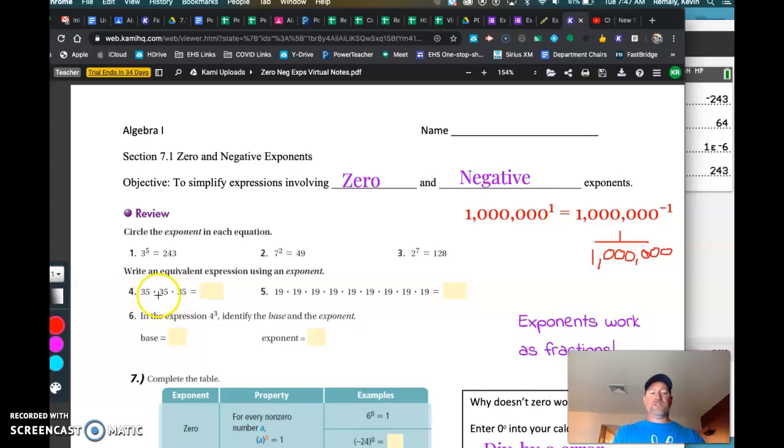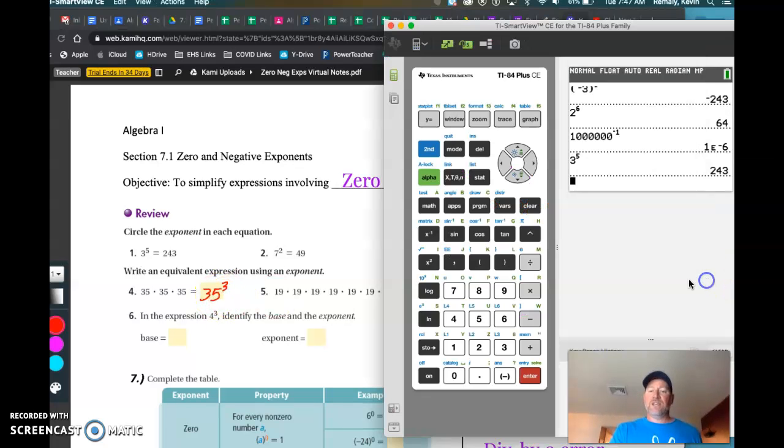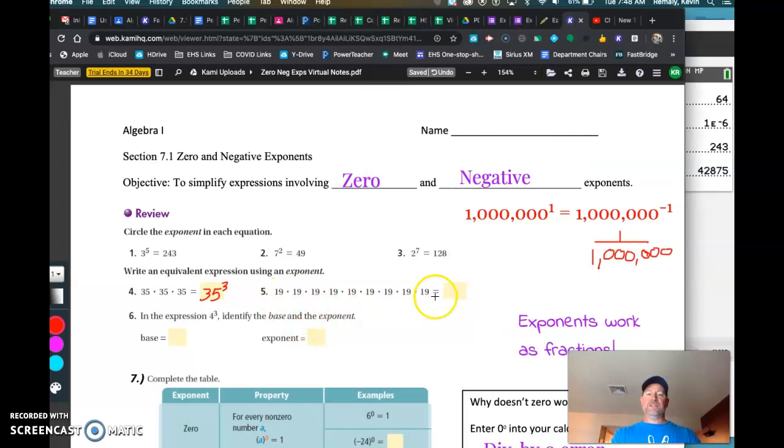So here we could rewrite this 35 times 35 times 35 in shortened form as 35 raised to the 3rd power. And I'm cool with you leaving this as an answer. If you did your actual calculation and you did 35 caret 3, it gives us 42,875. That would be totally fine as well. Here 19, if you count up the number of 19s that we're multiplying times itself, you would see that that would be a 9. So 19 raised to the 9th power is a very large number, and we're just going to leave it as 19 to the 9th.